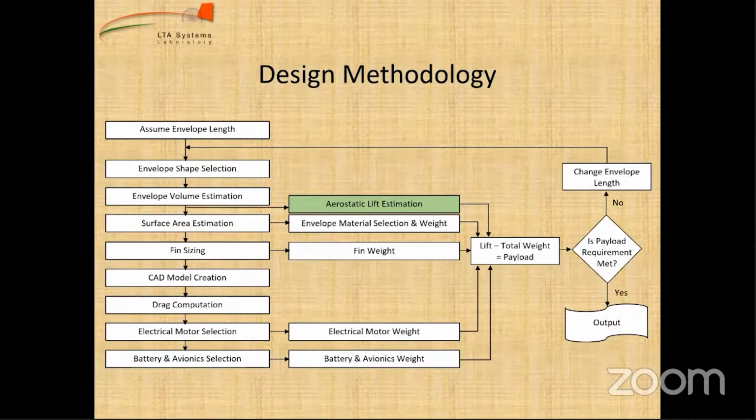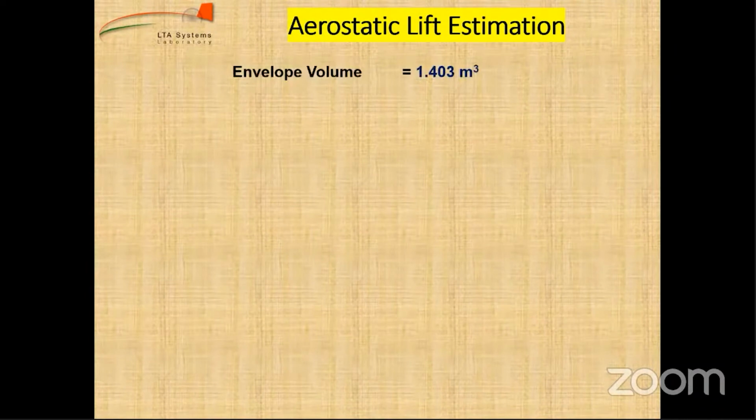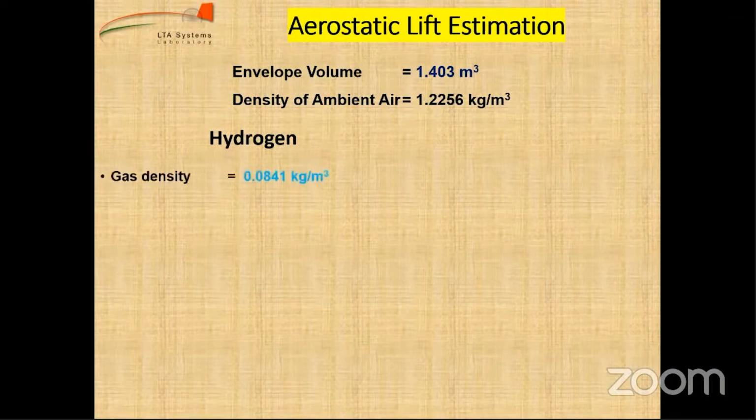Okay. So now we will proceed with the final topic of this session. We have 8 minutes remaining. So we know the envelope volume. Remember that this is from the calculated values from the envelope profile. Then we have the density of ambient air that we are considering, 1.2256, again with 4 decimal places to maintain some accuracy. Now we have one gas, that is hydrogen, so let us proceed with hydrogen. This is the density of hydrogen, 0.0841. And this is the lifting capacity.